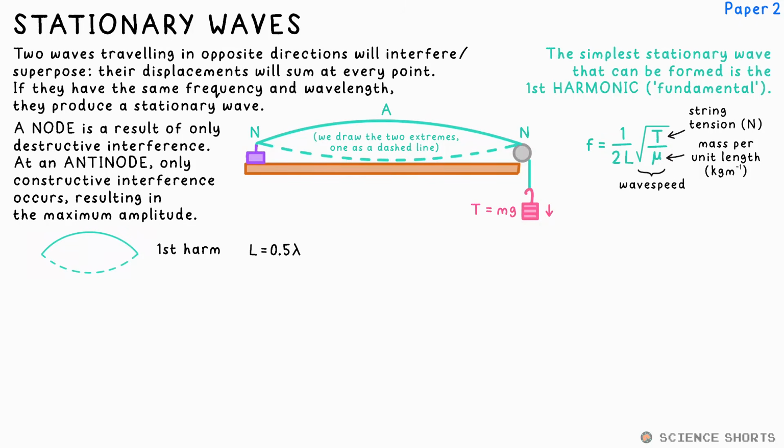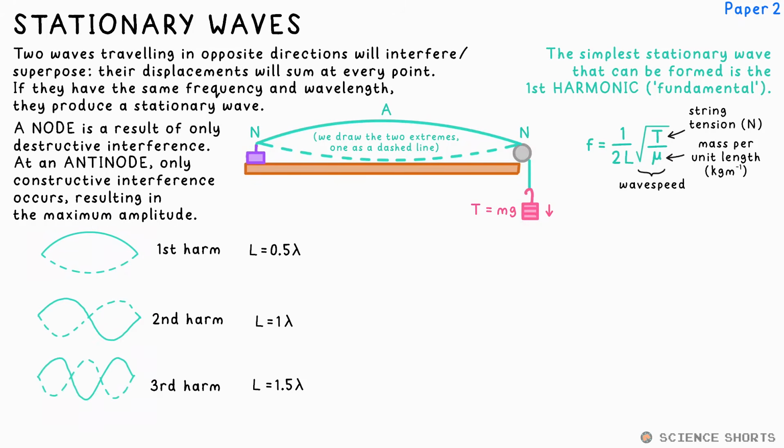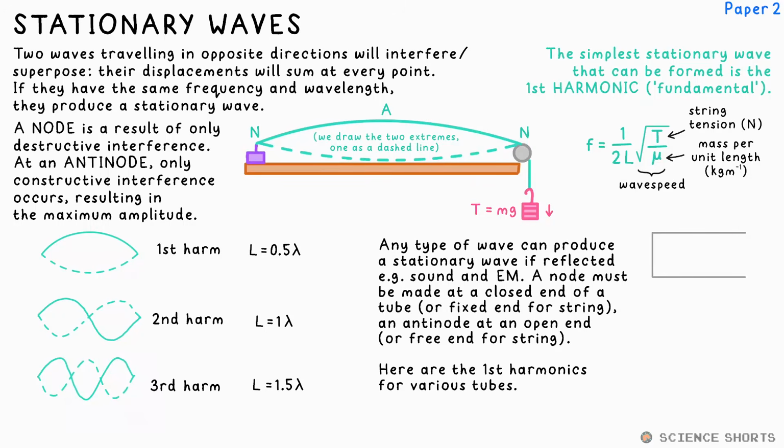Double this fundamental frequency and we get the second harmonic, L equals lambda in this case. Third harmonic, L equals 1.5 lambda, and so on. Stationary waves can also be formed in tubes of air. At a closed end, a node must be formed. At an open end, an antinode. We can represent the stationary wave much like we do for a string.